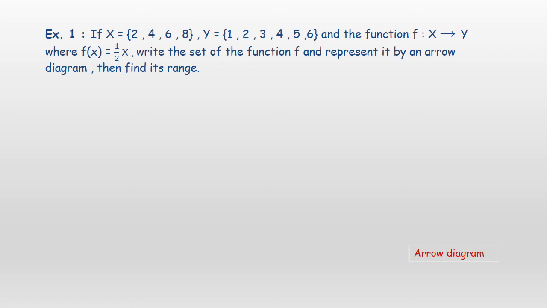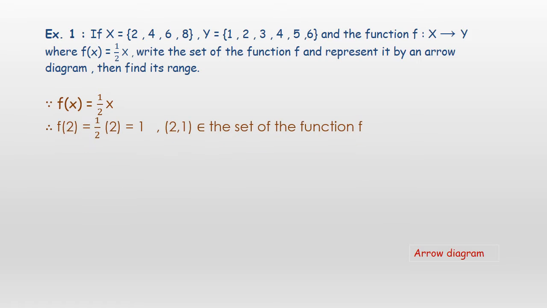So we want to do substitution of the domain, the set of x, in f of x, so that f of x will be y, the codomain of this function. So our f of x equals half x. By substituting every element of the domain that we have in the set of x, f of 2 will be half times 2, which is 1, and our ordered pair will be 2, 1. 2 belongs to x and 1 belongs to the codomain.